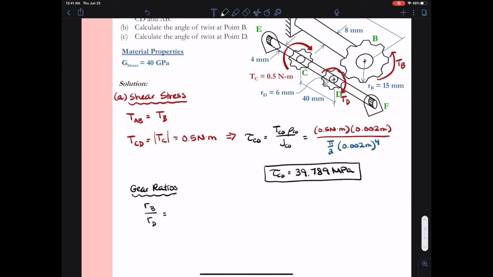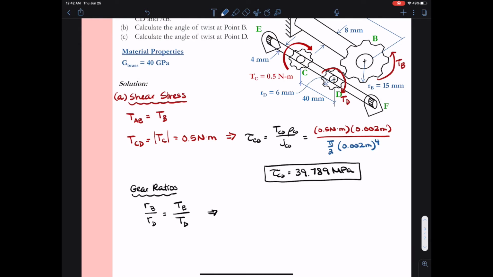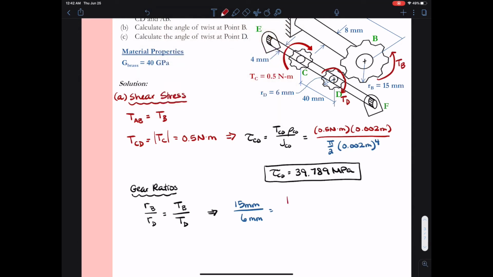Now on to using the gear ratio. We know that the torque at D and the torque at B are related using our gear ratio. That tells us that the radius of B over the radius of D equals the torque of B over the torque of D. So if I set the radius of B, which is 15 millimeters, over the radius of D, which is 6 millimeters, equal to the torque at B divided by the torque at D, we know that the torque at D is the 0.5 newton meters.